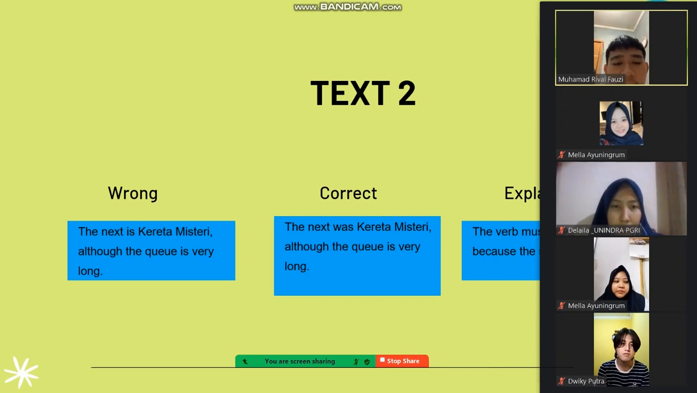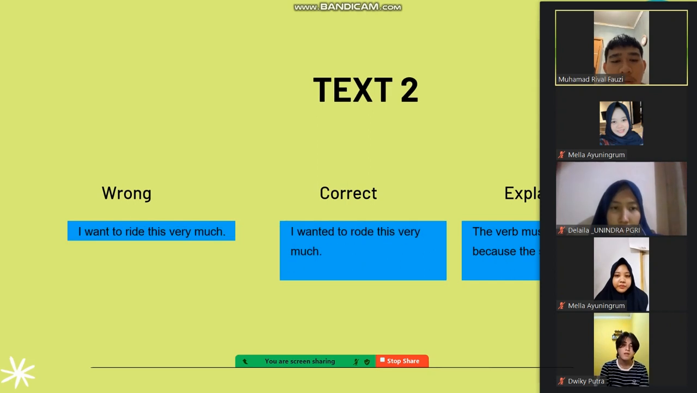The next is Kereta Misteri, although the queue is very long. The correct is: the next was Kereta Misteri, although the queue was very long. The explanation: the verb must be verb 2 because the sentence shows past.